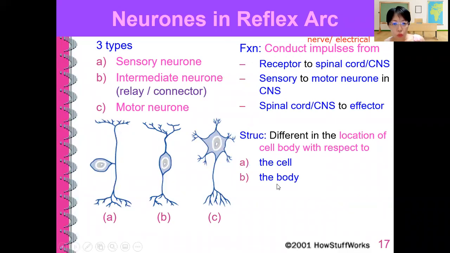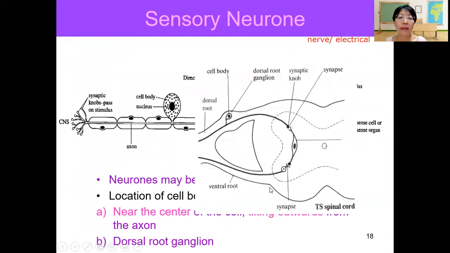What is the difference between the structure of these three neurons? They differ in the location of the cell body with respect to the cell as well as with respect to the body. I will talk about this in the following few slides.